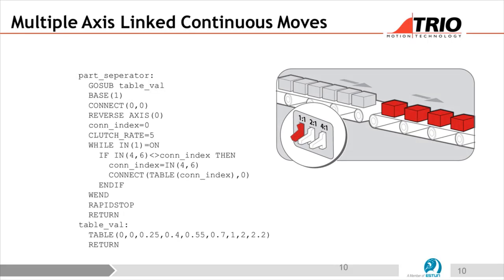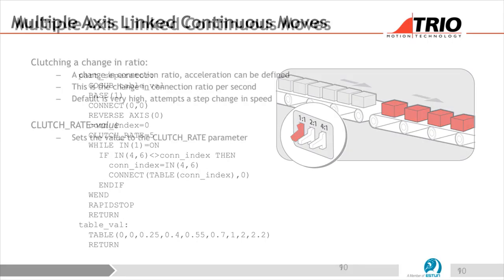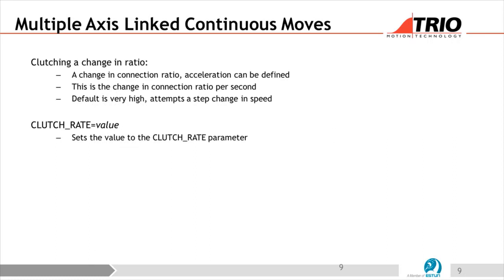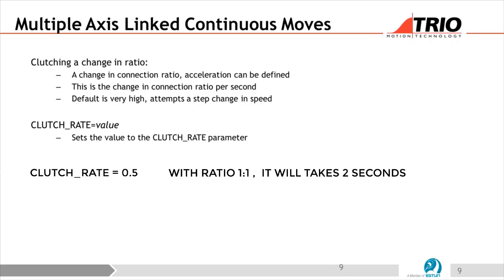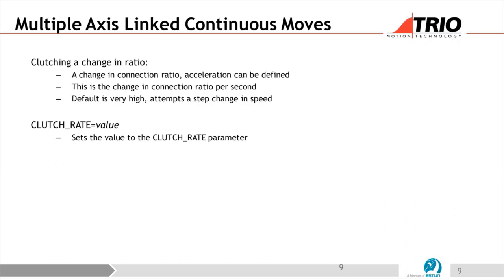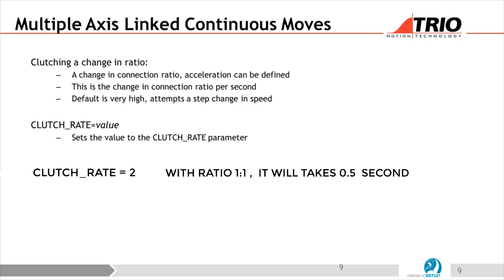The clutch rate is actually a rate of change of ratio. So if I have a clutch rate of 0.5 and I go to a ratio of 1:1, it will take 2 seconds to get there because it's changing 0.5 per second. If I want to go faster, if I put a clutch rate of 2 and the ratio is 1:1, it will take half a second. So it's rate of change per second.